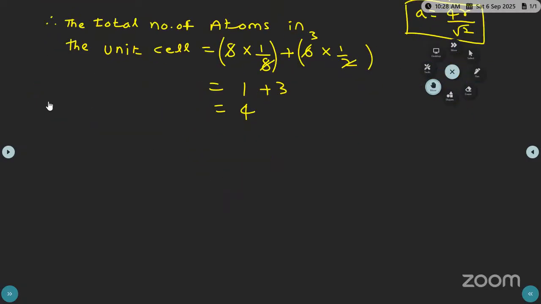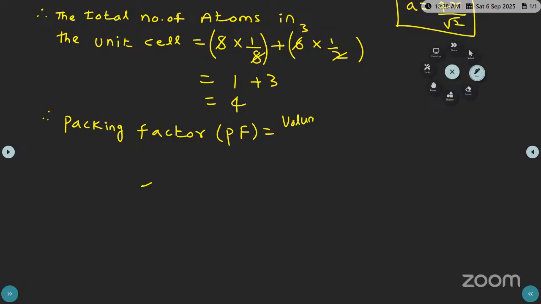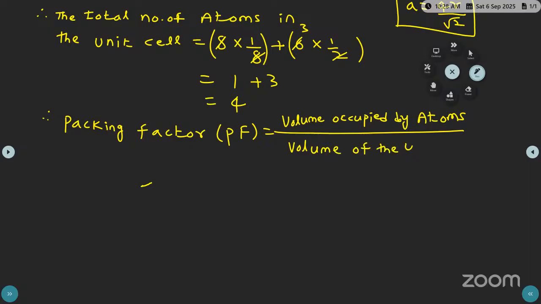What is the formula for packing factor? Small v by capital V. Packing factor, that is PF is equal to volume occupied by atoms to the total volume of the unit cell. Volume of the unit cell, that is the volume of the cube.